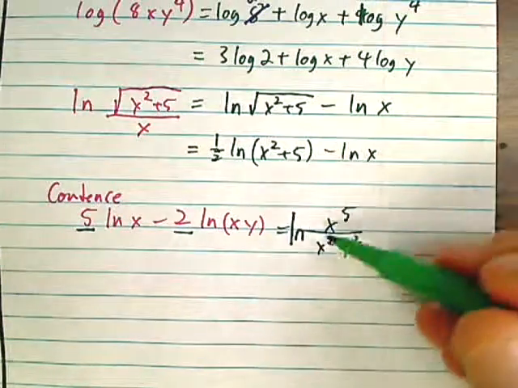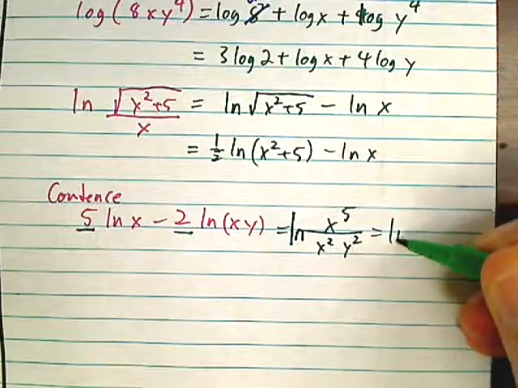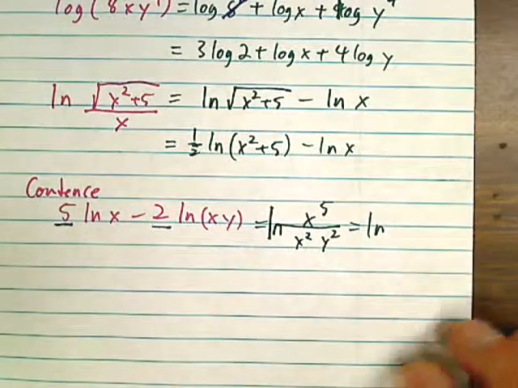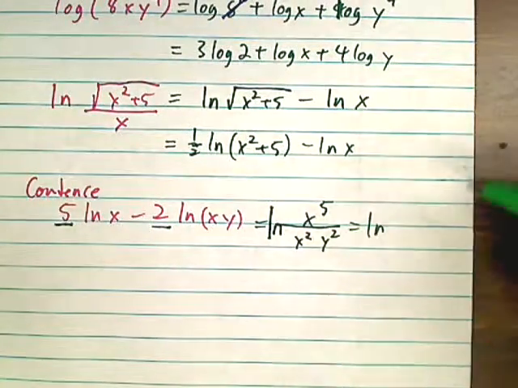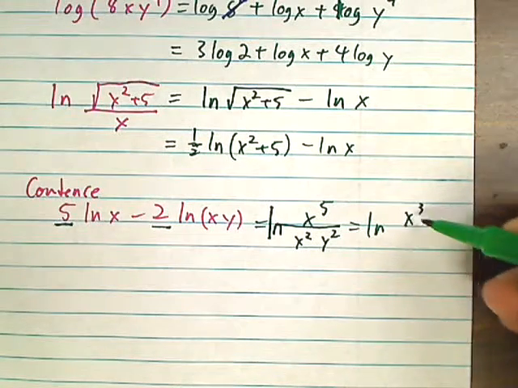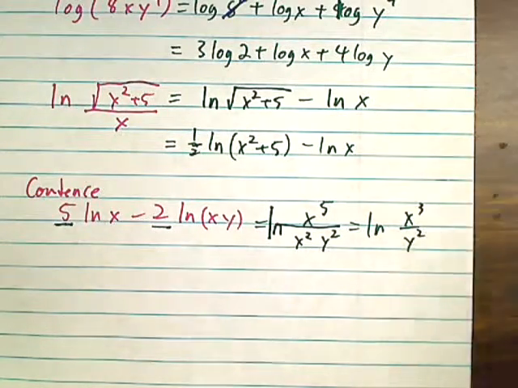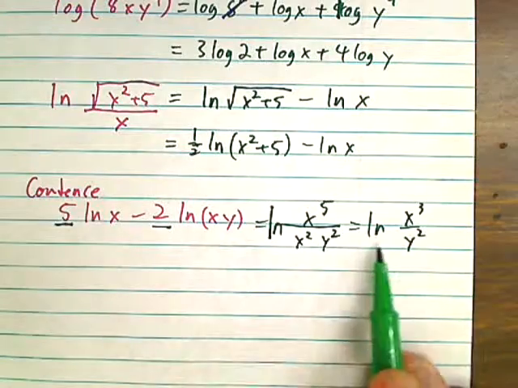And I can actually, at this point, reduce the fraction a little bit. So let me do that. Natural log ln. Well, let's see. 5 minus 2 is 3. So x to the 3rd over y squared. So condensing that together, I get that.